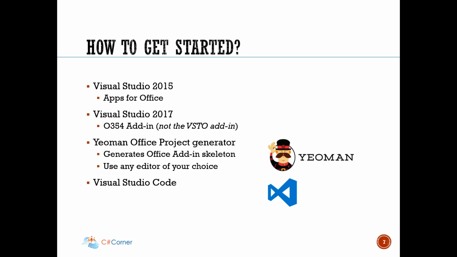How to get started? So these are the development options or development choices. Visual Studio 2015. If you already have Visual Studio 2015 installed, then you can do the development. It was using the previous name, which is Apps for Office. Microsoft has renamed Apps for Office to Office 365 add-in. Visual Studio 2017. The project templates are named Office 365 add-ins.